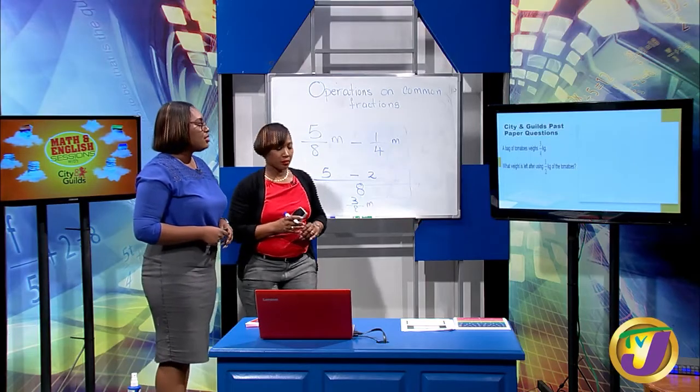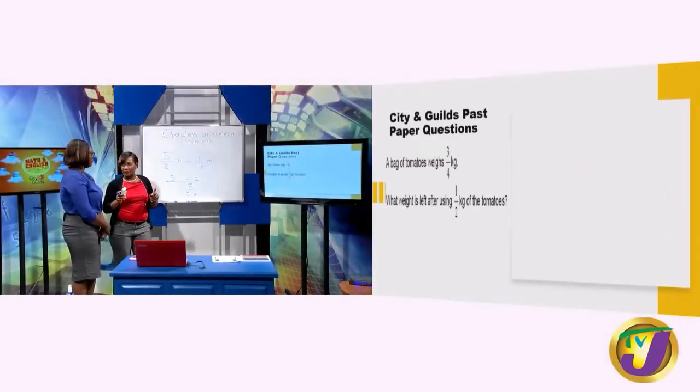A bag of tomatoes weighs 3/4 kilograms. What weight is left after using 1/2 kilogram of tomatoes? So let's talk about this a little. Okay. We have 3/4 of a kilogram. How many quarters are in 1 kilogram? How many quarters make up a kilogram? So we'd say 4. 4 quarters would be the whole.